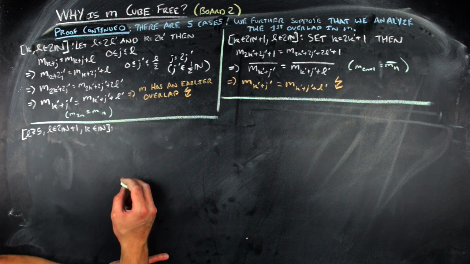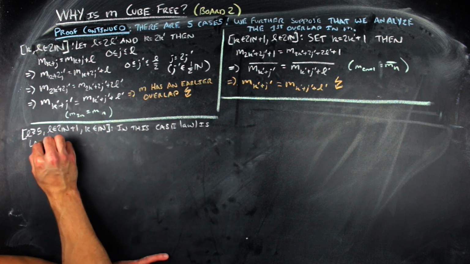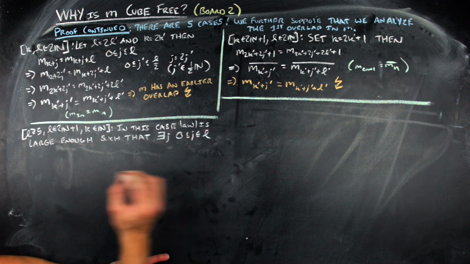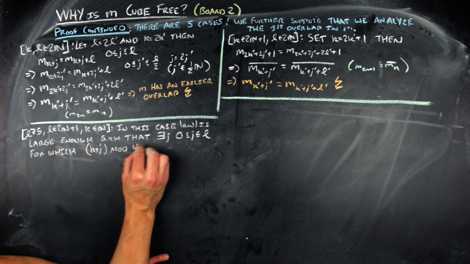So in this case, there exists a J between 0 and L for which K plus J mod 4 is equal to 2. This mod 4 statement might feel like it's out of left field, but it's really just some modular arithmetic stuff. K plus 0, K plus 1, K plus 2, K plus 3 all have different values mod 4.